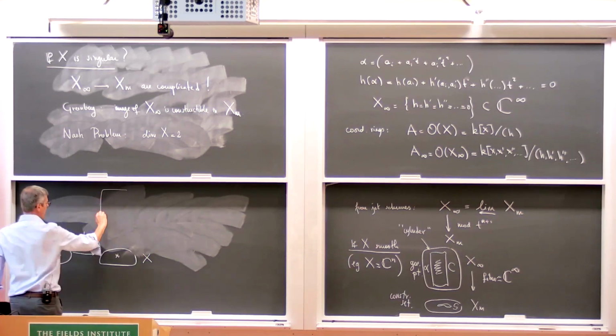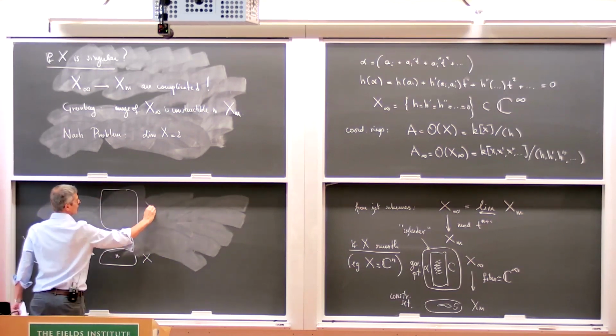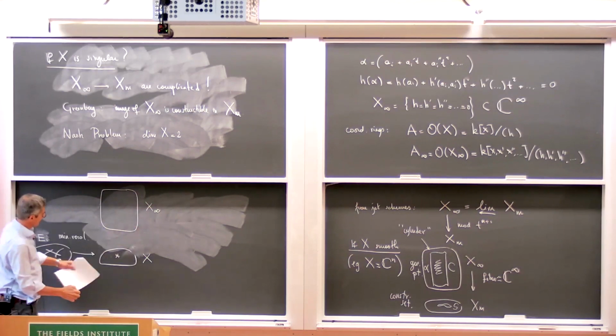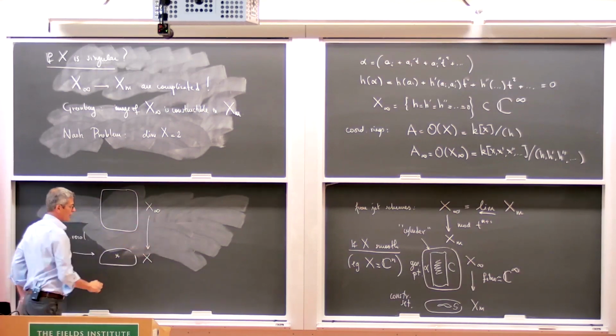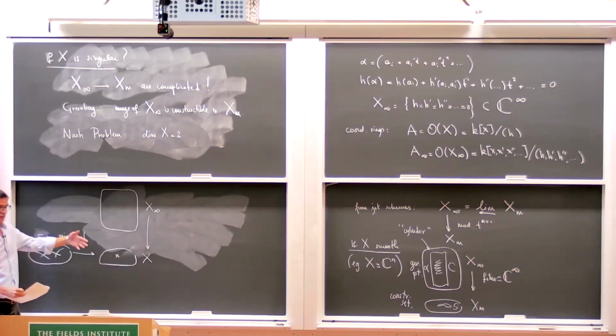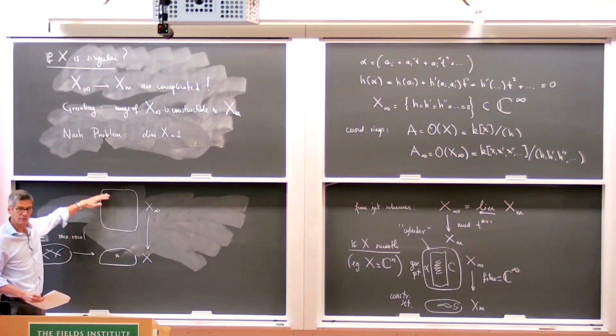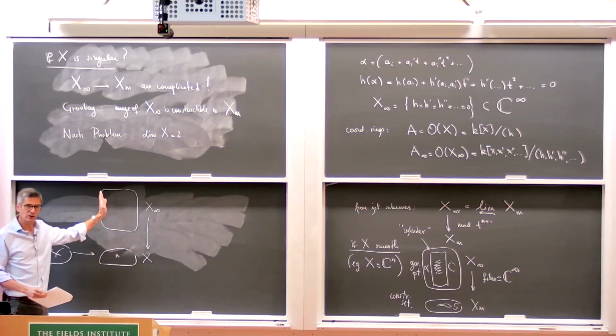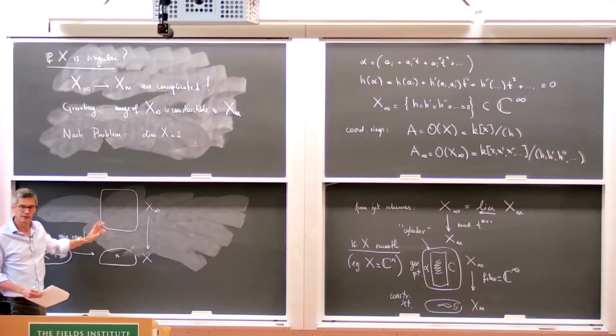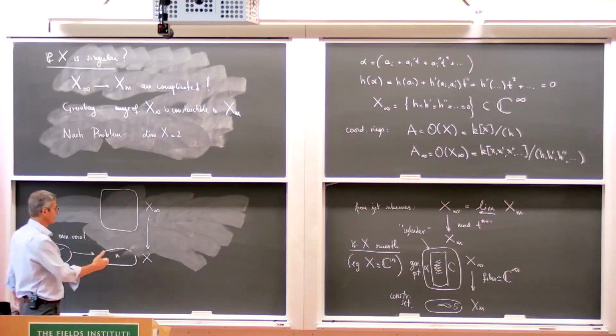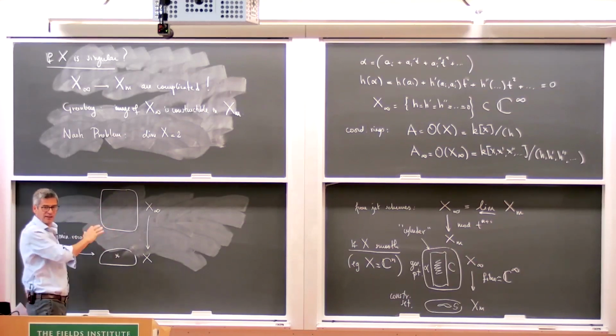I can also look at the arc space here. The arc space has a truncation all the way down to X, which takes alpha to alpha zero. Away from the singular locus, this is a very nice fibration as we described, but over the singular locus, the fiber is more complicated. And Nash's observation is that though it's complicated, I still have finitely many components.